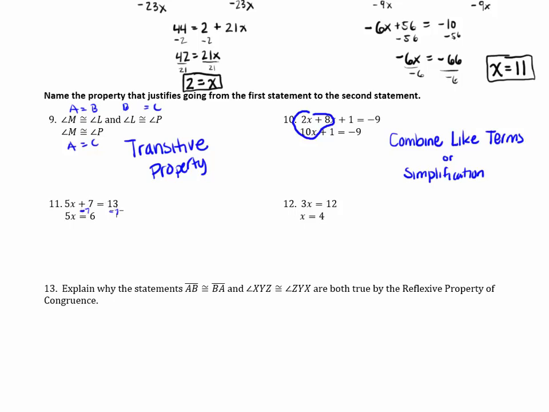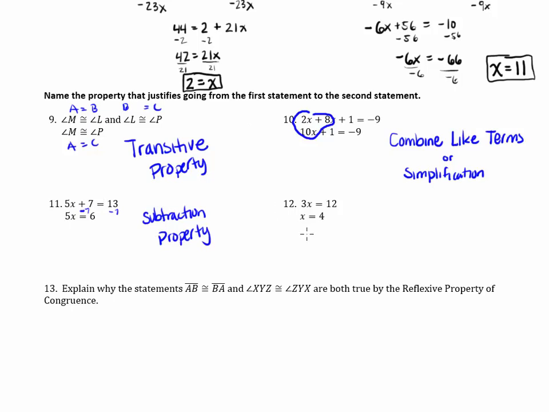So what property allows us to subtract the same number from both sides of the equal sign? That is the subtraction property. As long as it's the same number that we're subtracting from both sides, we can subtract whatever we want.